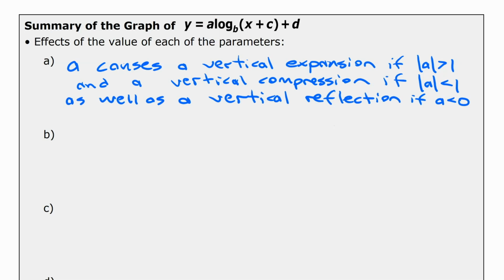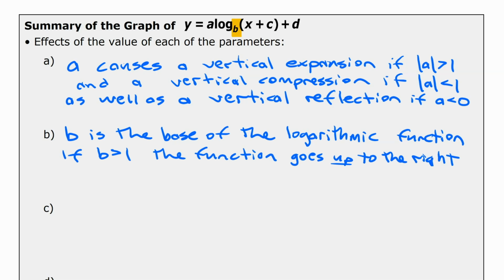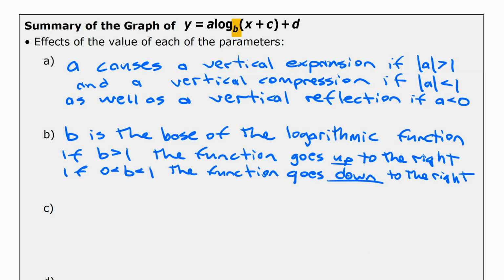And our second value over here, well, b is the base of the logarithm, as you've seen before. If you watched the previous video about basic logarithmic functions, you know that the graph goes up to the right if that b value is greater than 1, and you know that the graph goes down to the right if the b value is less than 1 and bigger than 0. And again, if you've worked with logarithmic functions before, you know the base has to be either greater than 1 or between 0 and 1. It can't be 1 and it can't be negative.